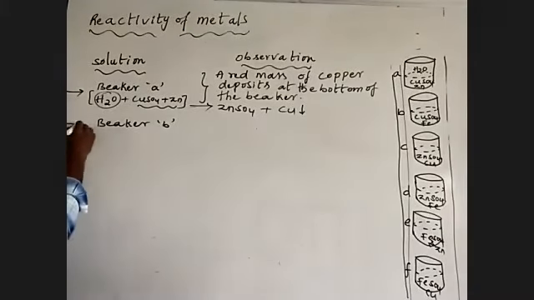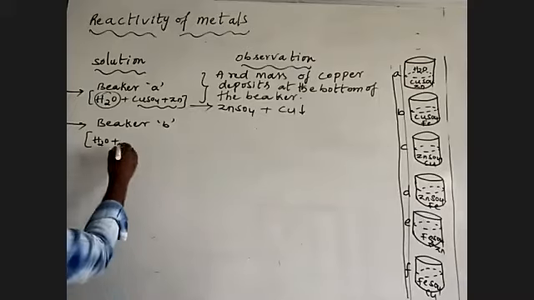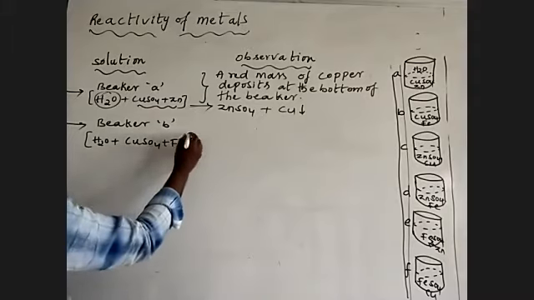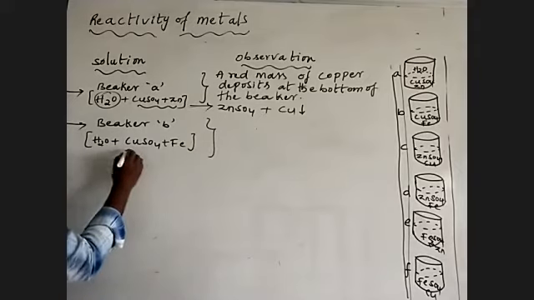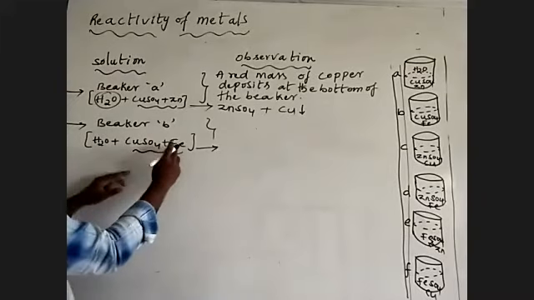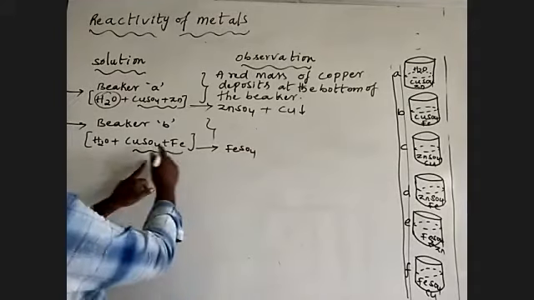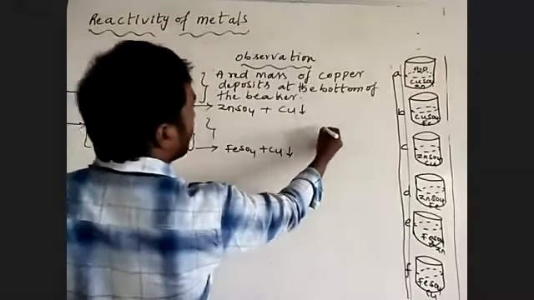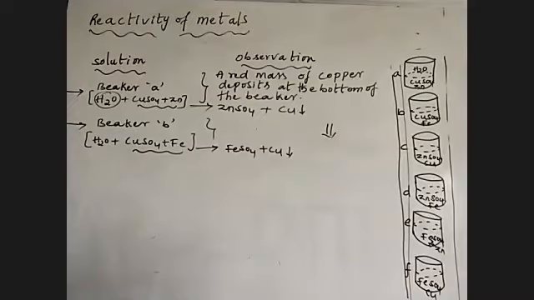Beaker B. So in that beaker, what is there? Water, copper sulfate, and iron. Here we may get the same result as before. Iron will react with copper sulfate, forming iron sulfate, and it releases copper. It releases copper, the same as what we observed in the first beaker.